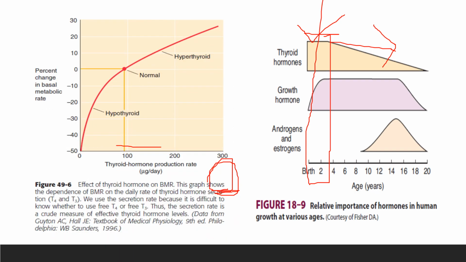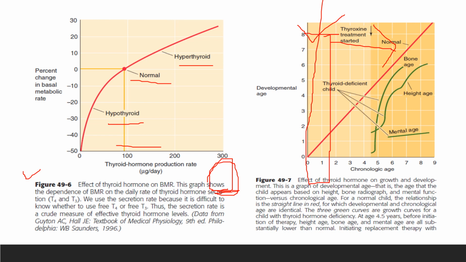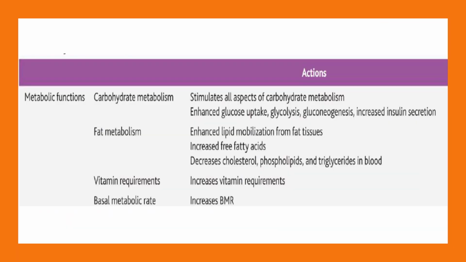So here we can see another picture of the effect of thyroid hormone on the basal metabolic rate. It is a normal thyroid. In hypothyroid, the BMR is less. In the hyperthyroid, BMR is more. So it is another picture showing the effect of thyroid hormone in growth and development. The effect of thyroid hormone on the metabolic functions.